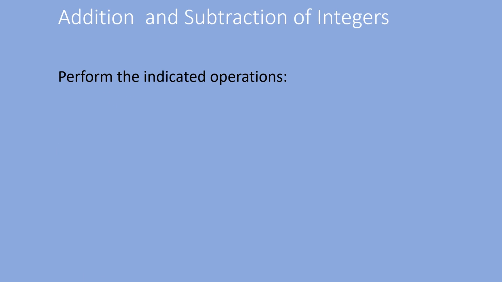Okay, now I want you to perform the indicated operations here. You can pause the video if you want to try it first. Okay, so we have here positive 11 plus positive 7. Same sign. What are you going to do? The answer is 18. So simply add 11 plus 7, that is 18, and copy their common sign.